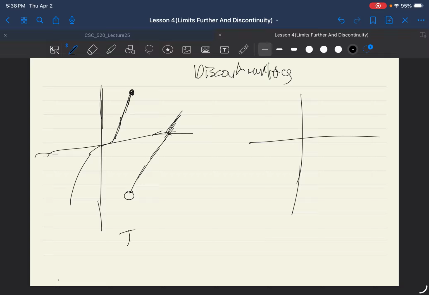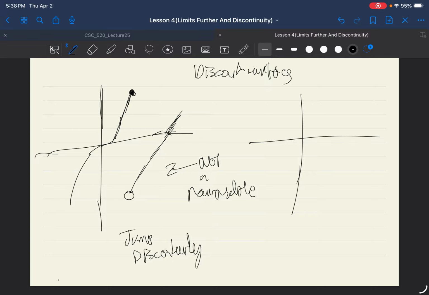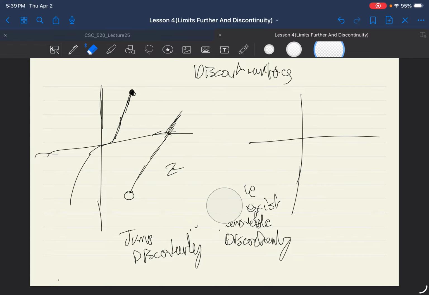3, 2, 1. This is a jump discontinuity because the limit from the left is not equal to the limit from the right. And you might be thinking, Jay, there's a hole. True, but it is not removable, because the limit does not exist. Limit must exist for it to be a removable discontinuity. And since the limit does not exist in this case, removable discontinuity is not possible. It is a jump discontinuity.